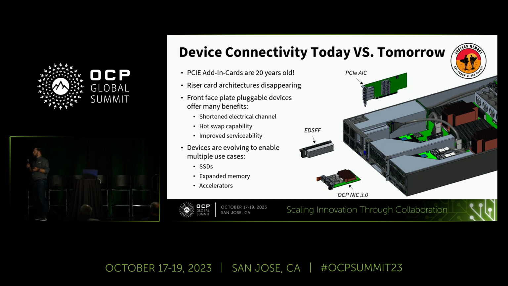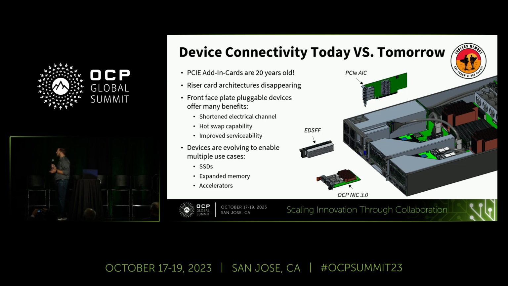So we're all familiar with the PCIe add-in card. It's a decades-old connector and card form factor. And traditionally, that's been put into riser card architectures. So in a 1U server, you might have to put that card horizontally. In a 2U, 3U server, you might put that card vertically, like I show here in this system.